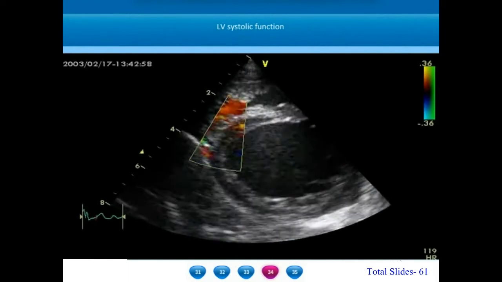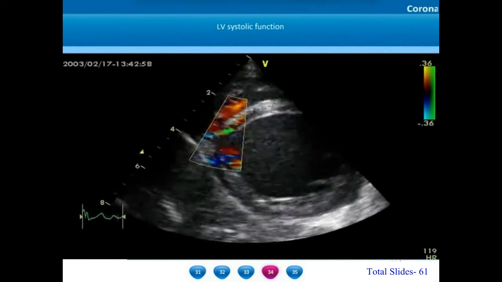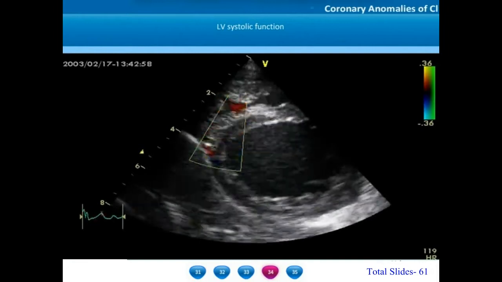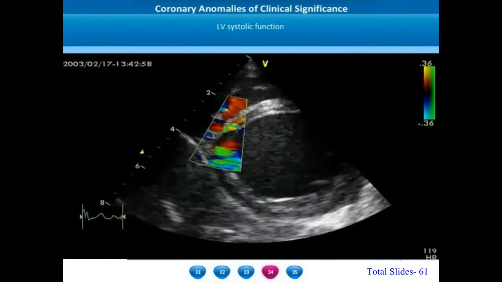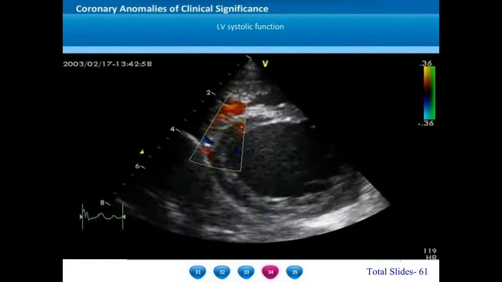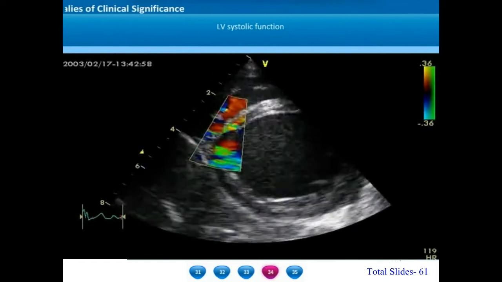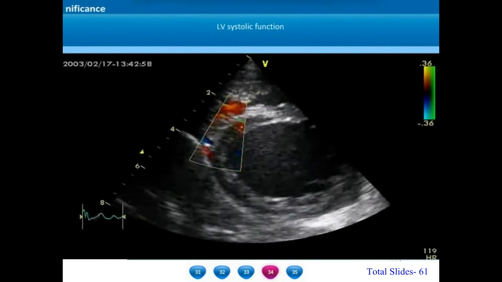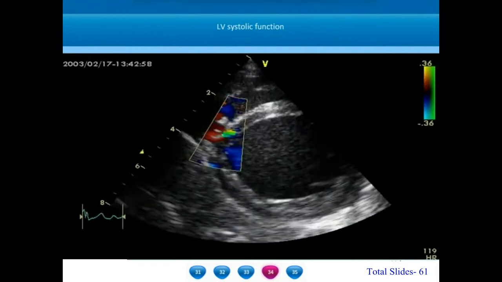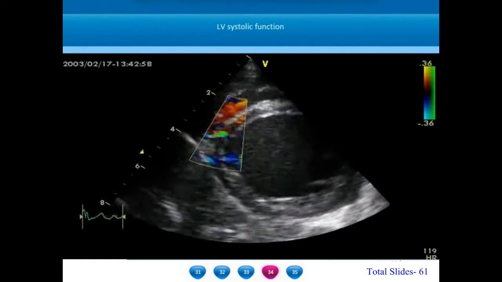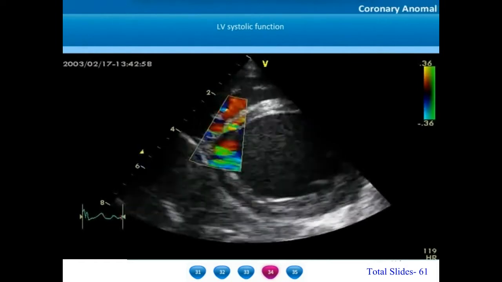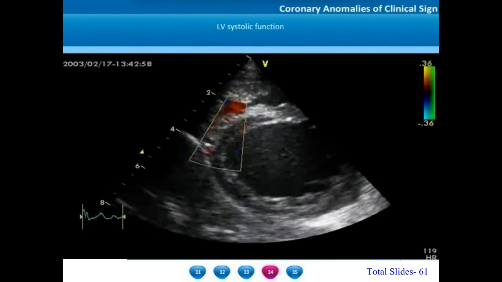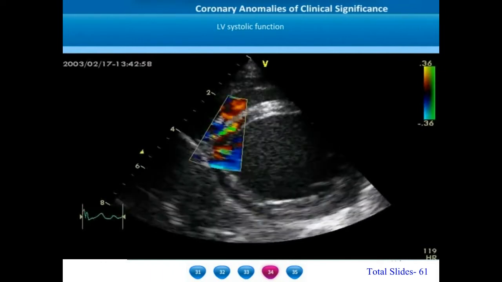Next we come to analysis of the left ventricular systolic function. This parasternal short axis view shows significant regional wall motion abnormality. The lateral, inferior and posterior walls are significantly hypokinetic. There's a little bit of sparing of the anteroseptal area. This is because the septal collateralization has been good.